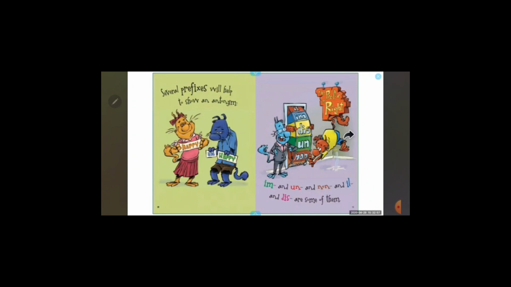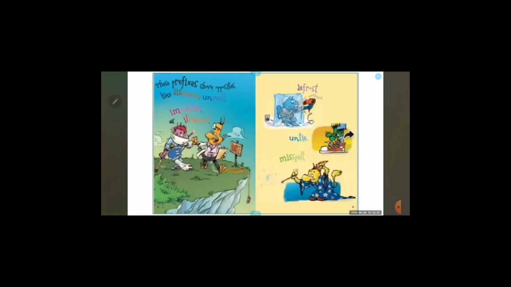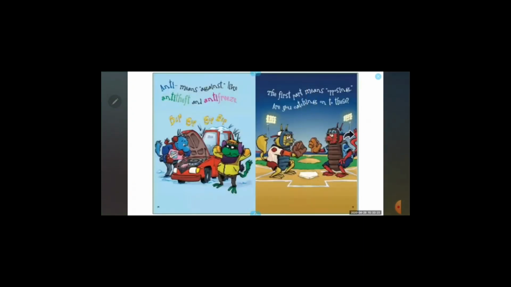Several prefixes will help to show an antonym. Im and un and non and ill and dis are some of them. These prefixes show opposites like disagree, unwell, impossible, illogical, defrost, untie, misspell. Anti means against, like anti-theft and anti-freeze. The first part means opposing. Are you catching on to these?